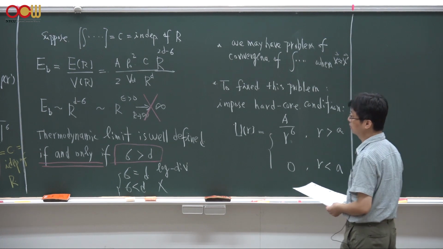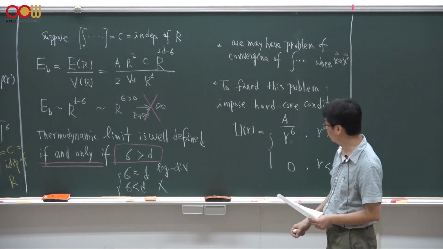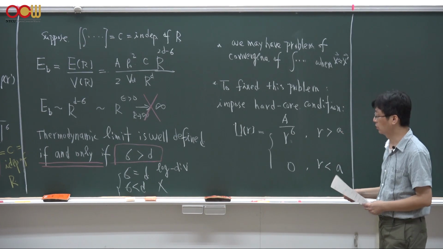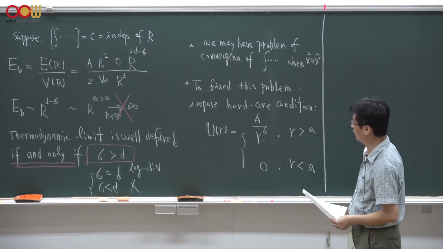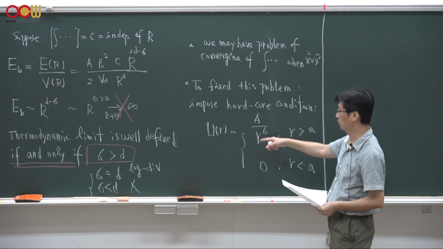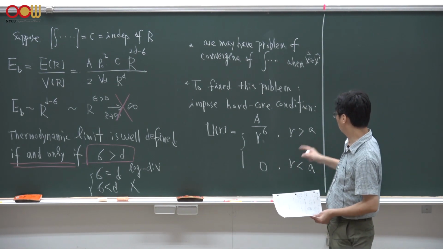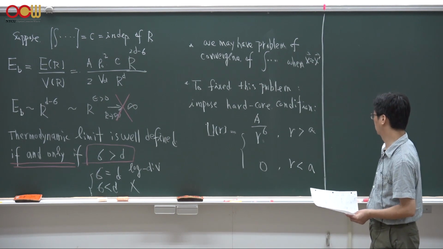Okay, so this is telling you that each particle has a finite size, and this finite size is about the radius little a here. So the minimum interaction length is about a. This interaction starts from this distance r, which is larger than a. So this is just a hardcore condition.